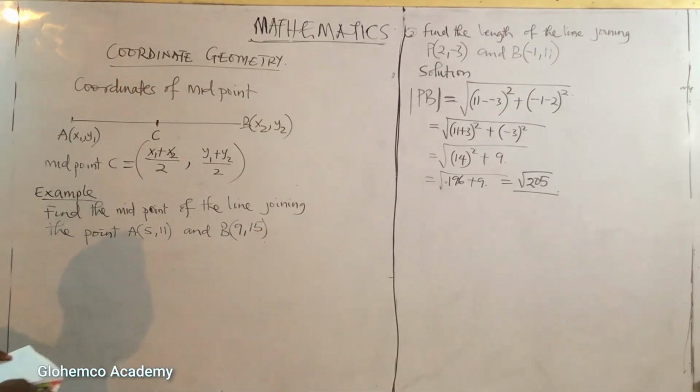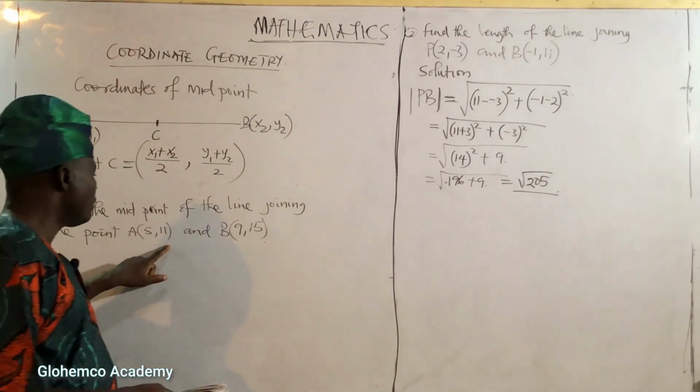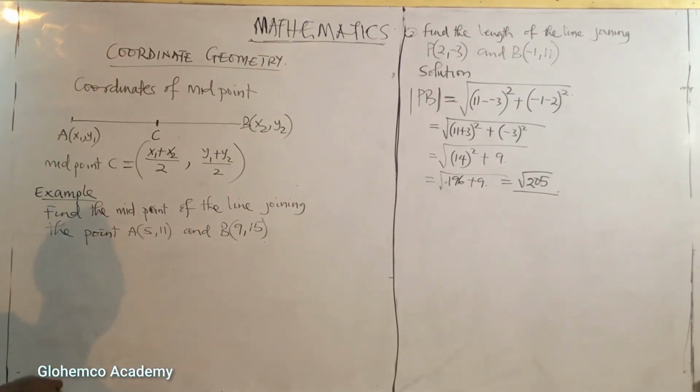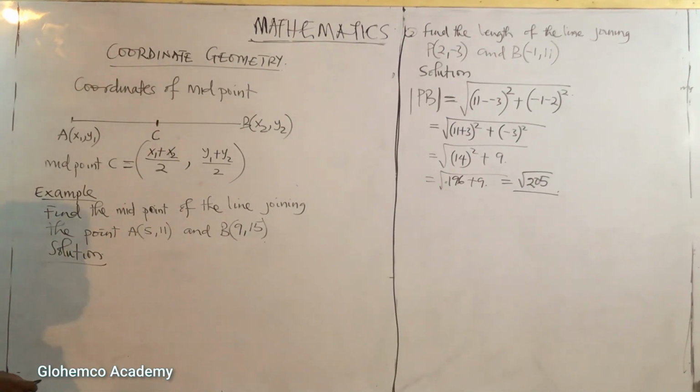We want to find the midpoint of the line joining point A, which is of coordinate (5, 11), and point B, which is of coordinate (9, 15). Then we need to use the midpoint rule. We have points A and B on the line, and we want to find the midpoint of that particular line. Let's call the midpoint C.